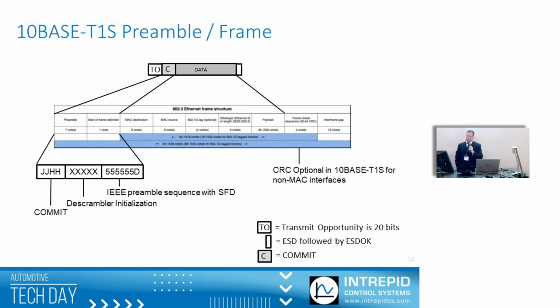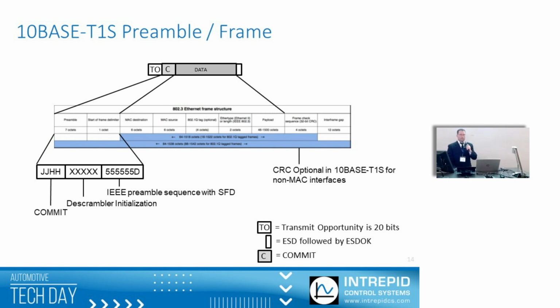That's the JJHH. And then there's a scrambler in the PHY, as I mentioned before. The scrambler stretches out the power band. There's a descrambler initialization, and then finally you get a preamble sequence, the 5555B, which is the 101010 pattern from the standard frame. So the commit and the descrambler information is new information that's shoved into the header of an Ethernet frame. It makes it a non-standard frame, but nobody cares, because the only thing that a 10BASE-T1S can connect to is another 10BASE-T1S. It can't connect to anything else.